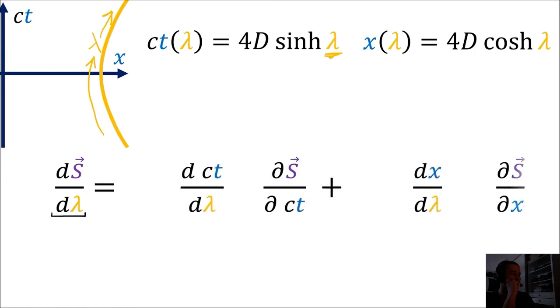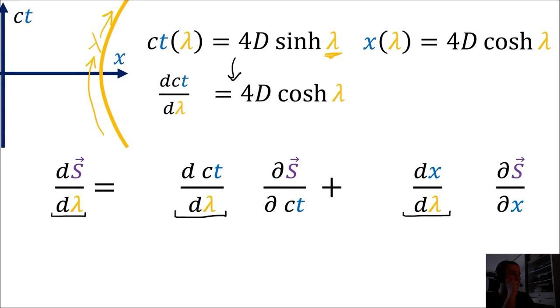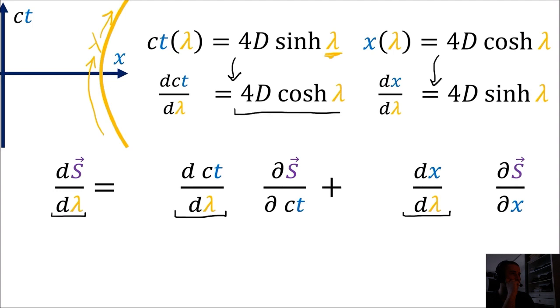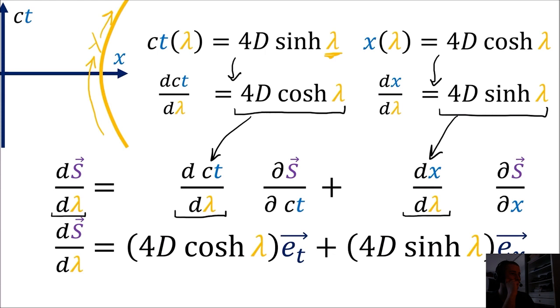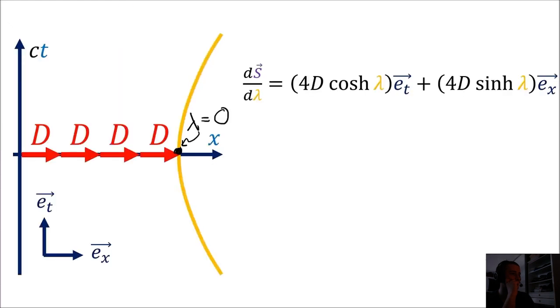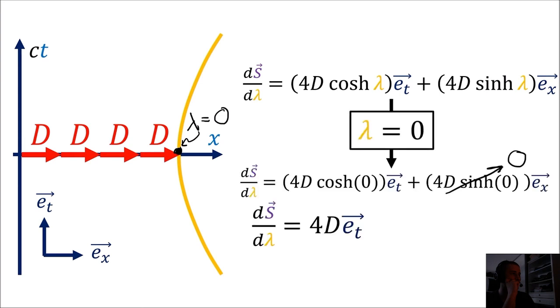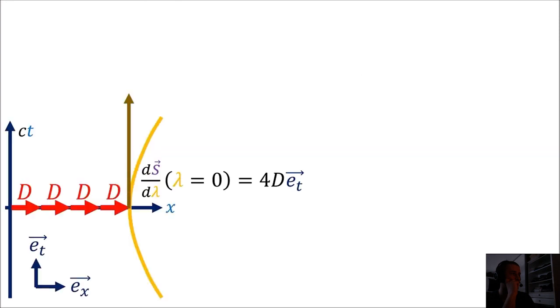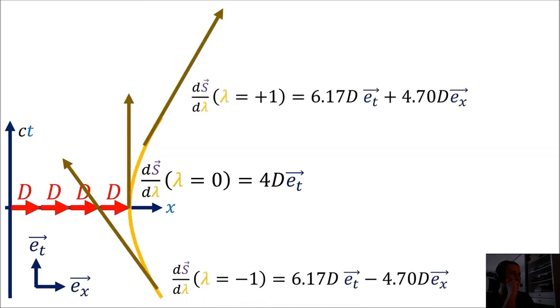We can expand this tangent vector using multivariable chain rule, and see that the components of this vector are dct by d lambda and dx by d lambda. dct by d lambda is 4d times cosh of lambda, and dx by d lambda is 4d times sinh of lambda. Plugging these in, we have a vector formula for the tangent vector ds by d lambda. When lambda is equal to 0 on the horizontal axis, sinh of 0 equals 0, and so this tangent vector is completely vertical in the time direction. If we plug in different values of lambda, we see that this tangent vector is in fact always tangent to our world line, as expected.